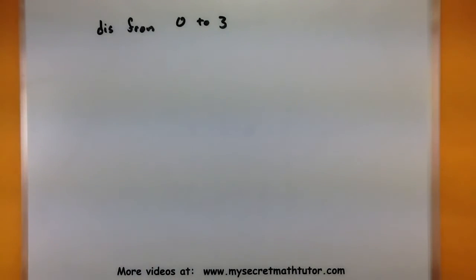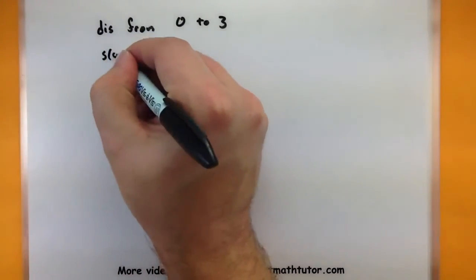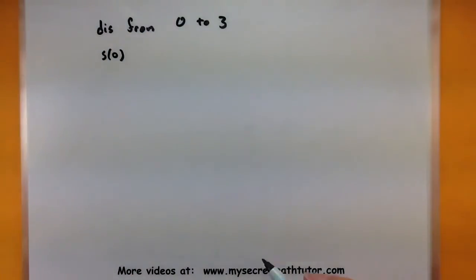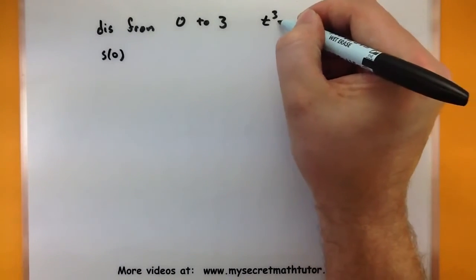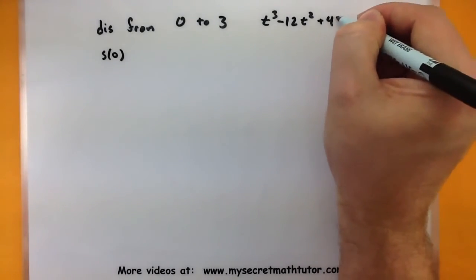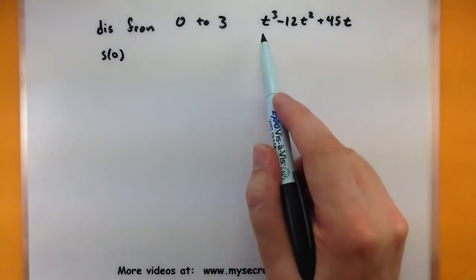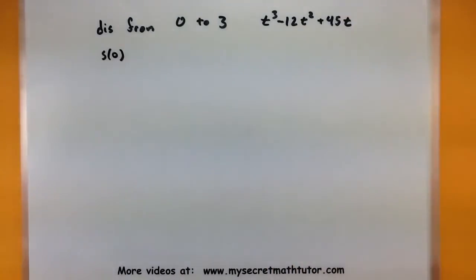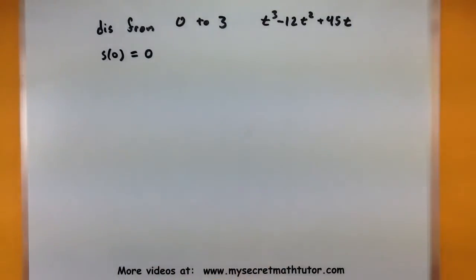To figure out that distance, we can just simply use our position function at time 0 and time 3. So imagine plugging 0 into your position function. I guess we better write it down if we're going to use it. So that's t cubed minus 12t squared plus 45t. Okay, so what happens when you plug a 0 into your position? Well, everything has a t in it. So everything would just go to 0.